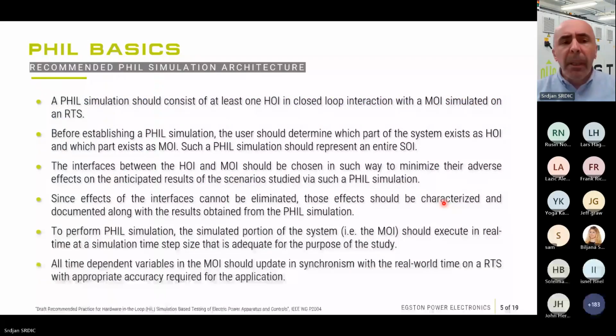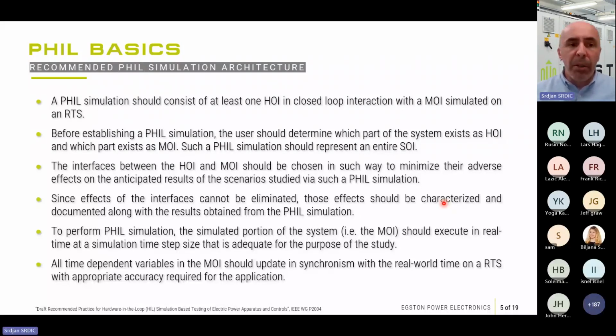Basically, before the simulation can even start, there is a certain checklist that can be used in order to establish the proper architecture of your power HIL simulation. The first thing that needs to be done is you need to determine which part of your system actually exists in the hardware, and which part exists as the model. Even though it seems relatively simple and trivial, that is a very important task to begin with.